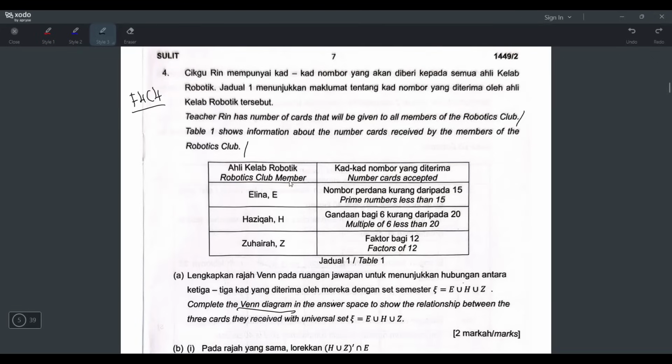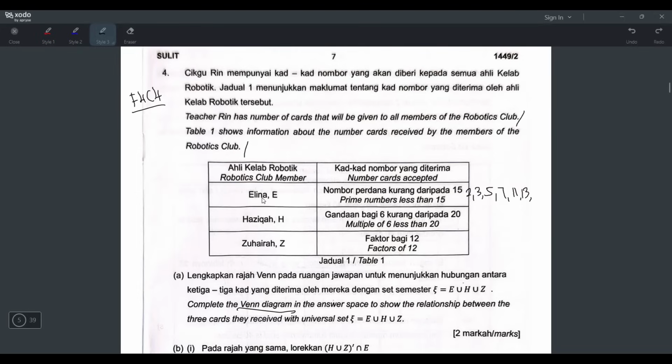Alright, so robotic club member Elina, her number accepted is prime number less than 15. Okay, let's just list all the prime numbers less than 15. 2, 3, 4 not, 5, yes, 6, no, because can divide 2, 7, yeah, 8, no, because can divide 2, 9, no, can divide 3, 10, can divide 2, 11, yes, and then 13, 14 cannot because it's even number, 15, no, because they say less than 15, so these are the prime numbers. Okay, so these are all the cards that Elina got.